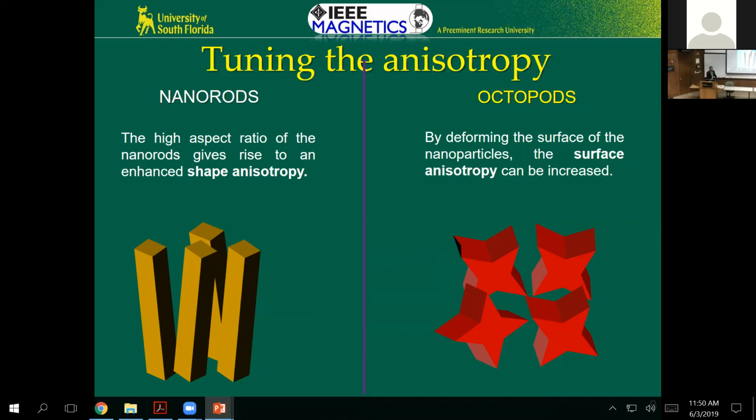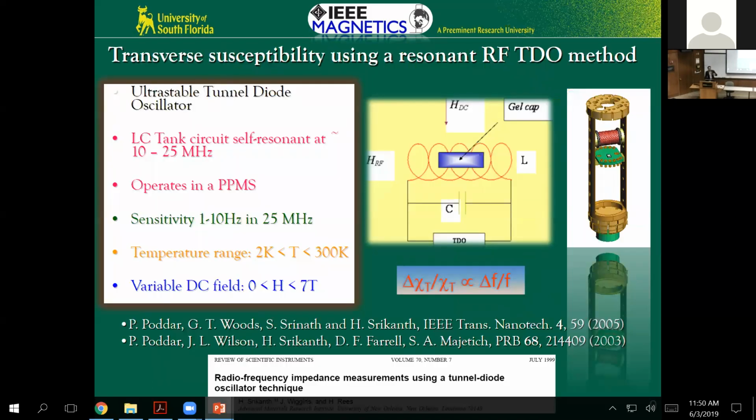Okay, I talked about anisotropy. I hope by now you're sold that anisotropy is important. Let's now try to look at a way to measure it. There are many ways to measure anisotropy. You can do what is called ferromagnetic resonance. You can do MOKE. Many techniques are possible. But what I'm going to talk about is something that we introduced many years back. And this is basically based on a resonant method. It's called transverse susceptibility, and it's done using a radio frequency tunnel diode oscillator.